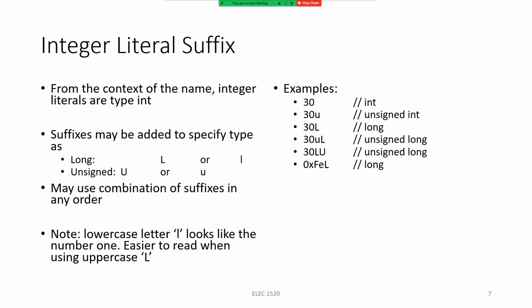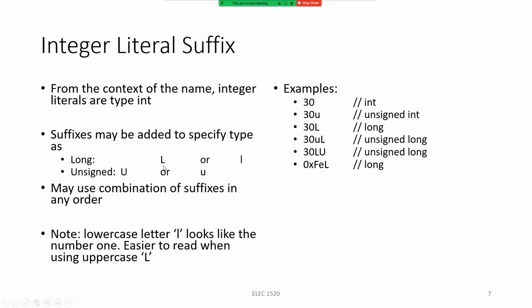You can also assign a suffix to an integer literal. The prefixes denoted the base; the suffixes can be used to specify the type. If we just write, under examples, the number 30, that literal is of type int. If you want to make this literal an unsigned int, you write 30u, and the u can be upper or lower case. So the suffixes we can add are uppercase U or lowercase u, uppercase L or lowercase l. I tend to use uppercase L because lowercase l sometimes looks like a 1.